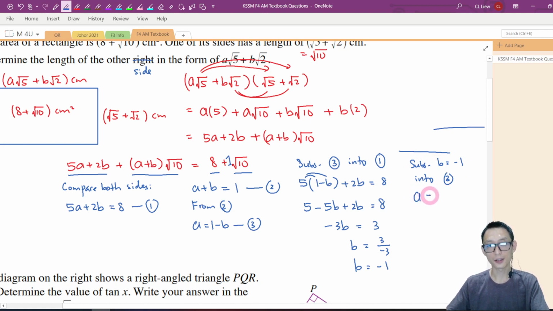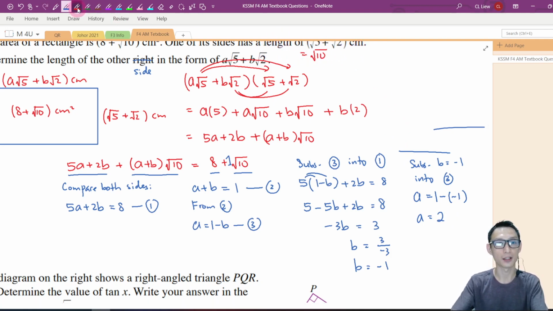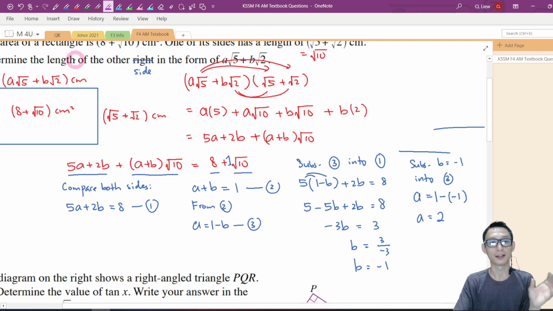So a is equal to 1 minus b, which is negative 1. So a is equal to 2. Okay, so from here we know the length of the other side. Let me write over here for the final answer. We cannot stop here because the question asks us to give the length of the other side in this form.